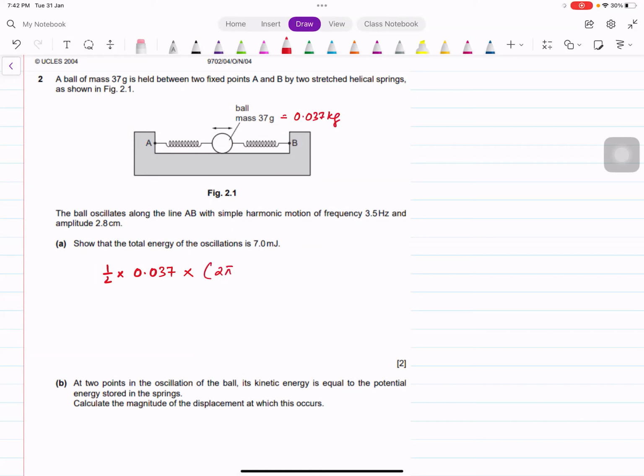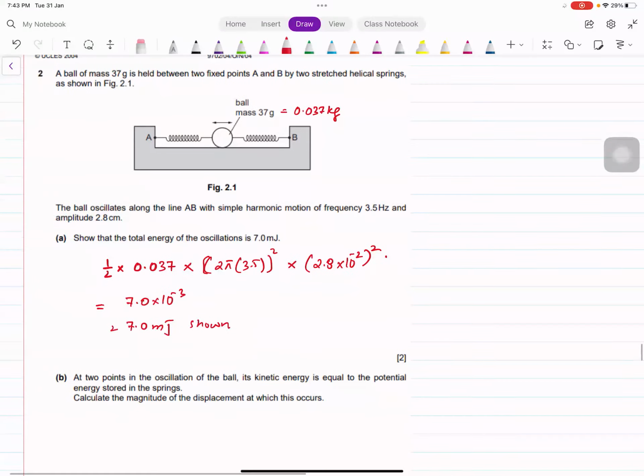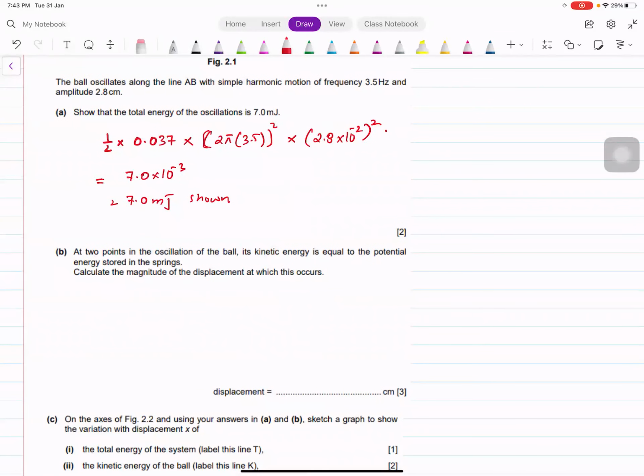That's why I'm writing it like this. So 2 pi 3.5 whole squared would be omega squared, and 2.8 times 10 raised to minus 2 to change it into meters. Can you please do it? What did you get? 7.0 times 10 raised to minus 3, which is basically 7.0 millijoules, shown, right? Now, it says at 2 points in the oscillation of the ball, its kinetic energy is equal to the potential energy stored in the spring. Calculate the magnitude of displacement at which this occurs.